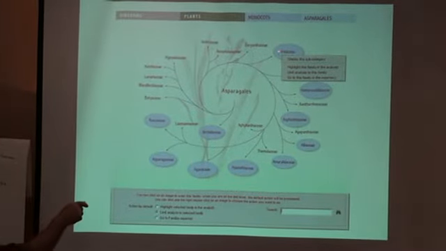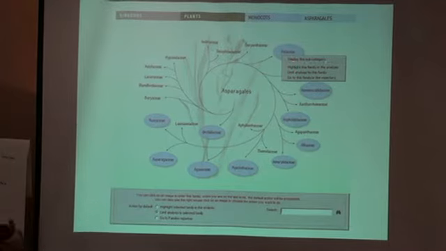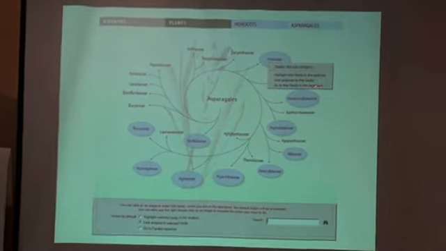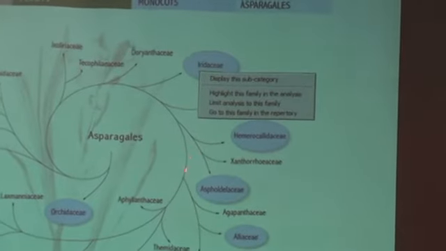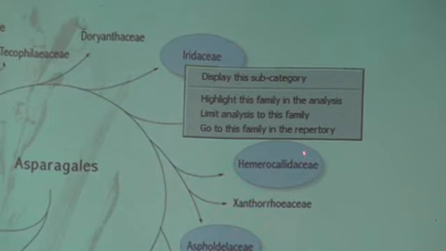The right click here on Iridaceae would bring up this pop-up menu, which allows us to display the subcategory, go down deeper into the set of illustrations, or highlight the family in the analysis, or limit the analysis to this family, or go to this family in the family's repertory. And then another link you've added to this has been to search this family in Wikipedia, and so actually go online and pull up the information about this family.